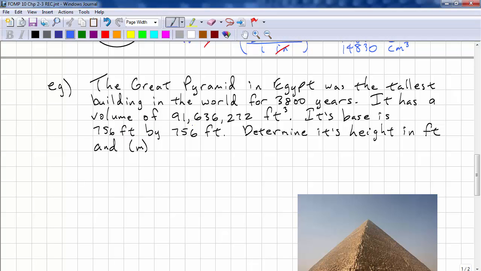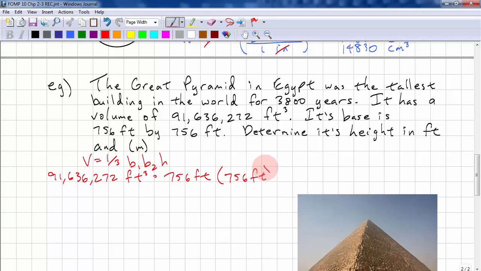So this is a backwards problem. We'll start off with a formula. Volume equals 1/3 base 1, base 2, and height. 91,636,272 feet cubed equals 756 feet times 756 feet times h all over 3. And recall, if there's no operator between two numbers, it means we're multiplying.